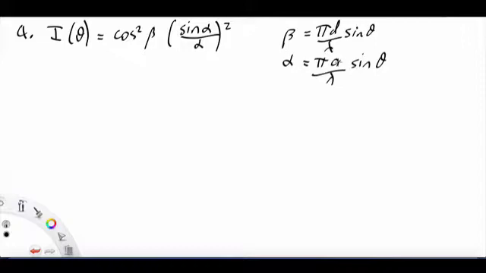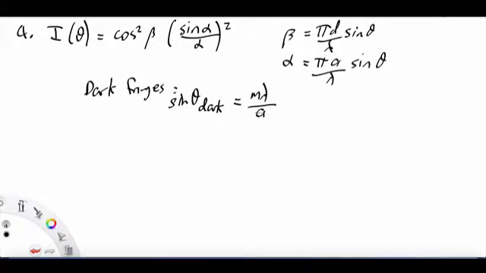So we have dark fringes when sine theta dark equals m lambda over a. So we'll call that M1. So M1 is 1 here. This is the first minimum for the diffraction. So that happens at 4 degrees. So here we have sine of 4 degrees equals lambda over a.